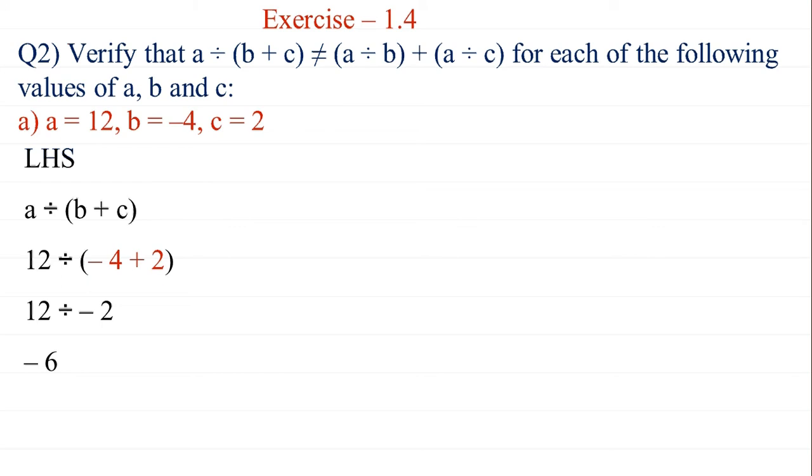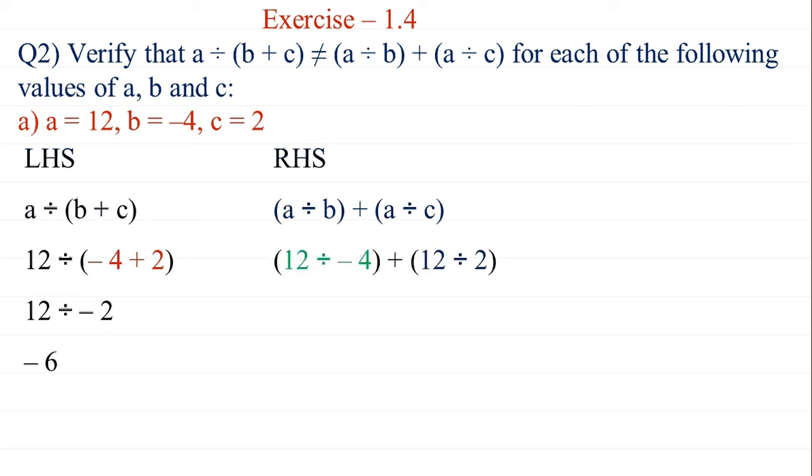Now it's time to solve the right hand side. This is the right hand side expression. Now we'll substitute the values. We'll substitute a with 12, b with -4 and c with 2. Now we'll solve the brackets individually. The first bracket, 12 divided by -4. 12 divided by 4 would be 3, and here minus is there, so -3.